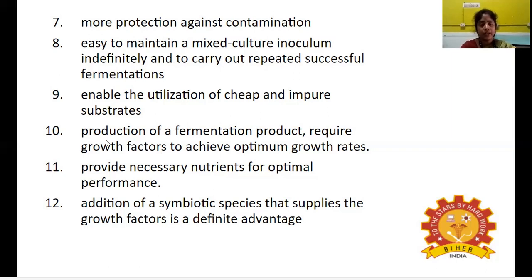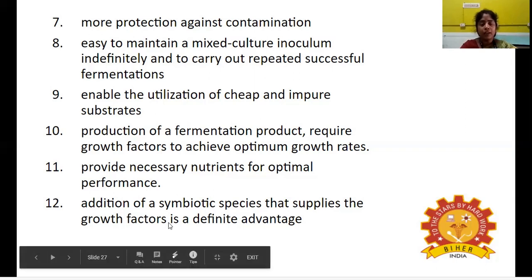So here the next advantage is it requires your optimal factors for your product formation. So it requires the optimal growth factors to achieve the growth rate by providing the necessary nutrients in an optimal concentration. So if the organism needs a carbon source, that has to be given at the optimum level. We should not give the carbon source beyond the optimal level or below the optimal level. So it has to be at the optimal level. We have to make sure of this for a mixed culture fermentation to give the optimal performance.